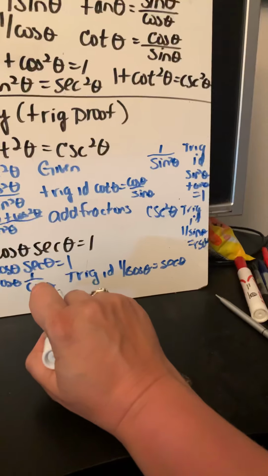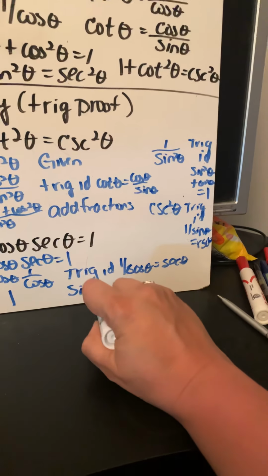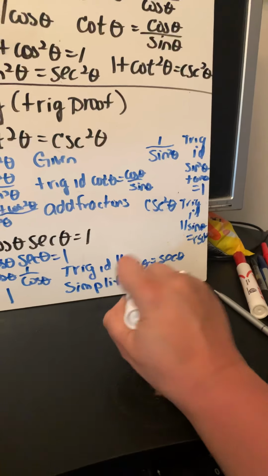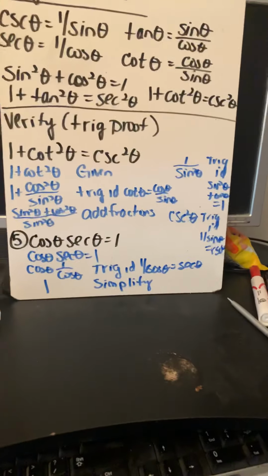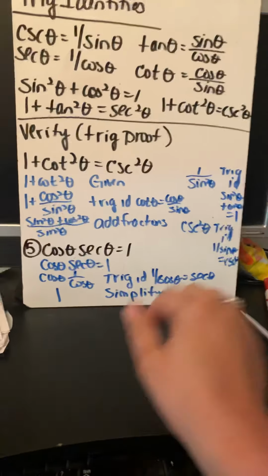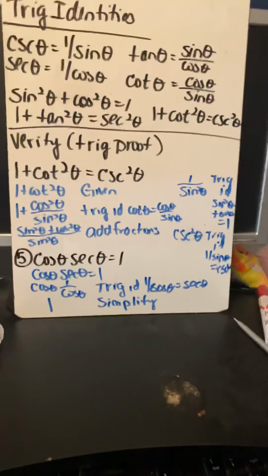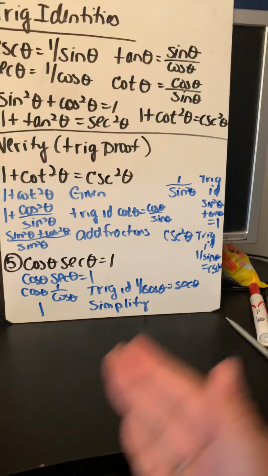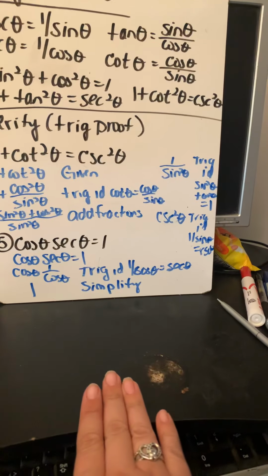Well, what happens to my cosines? They cancel. 1. What did I do? I simplified. Done. Those are your type of trig proofs that you guys will be doing. They're not too bad. You just have to make sure, always try to get things into sines and cosines if you can. It just helps things along. It just makes it a little bit easier.